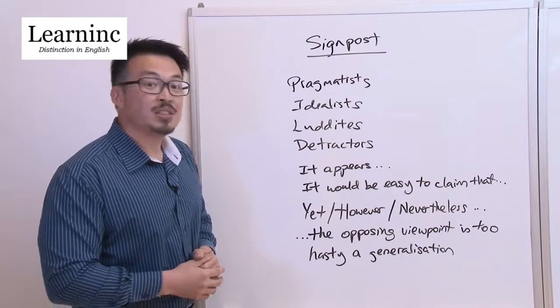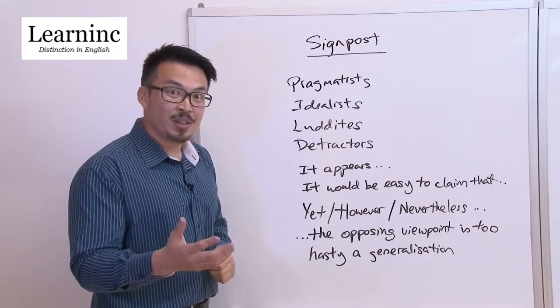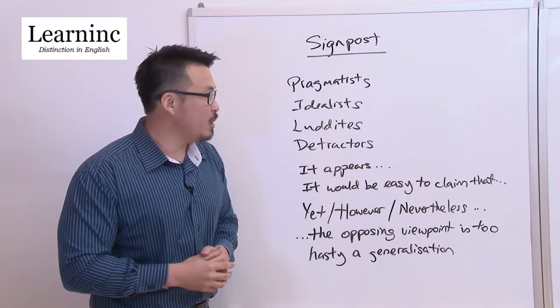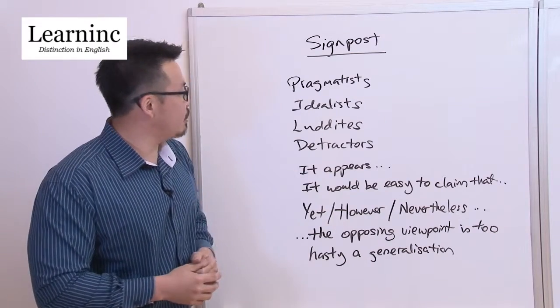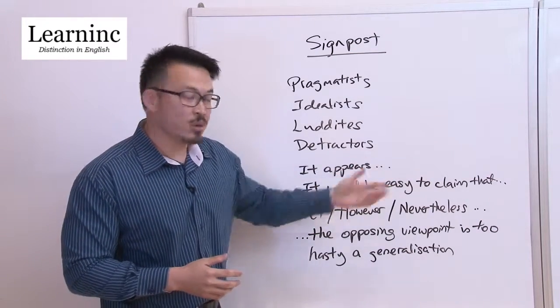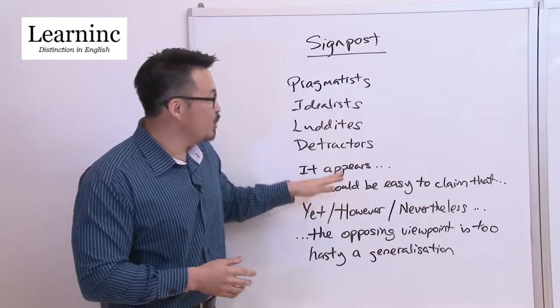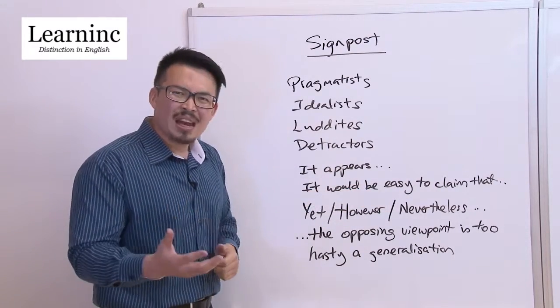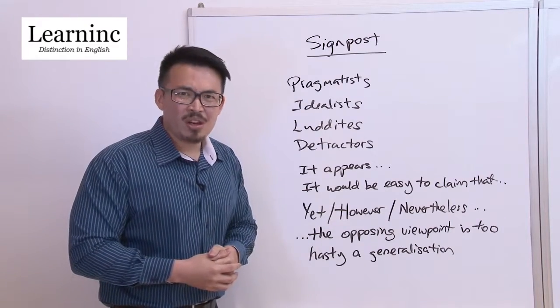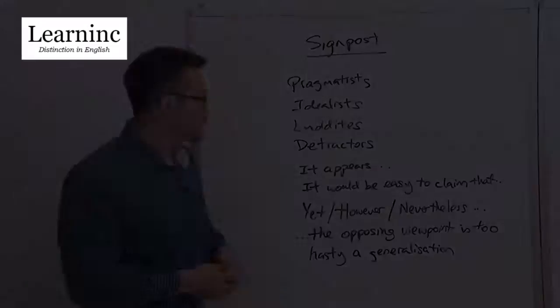Next, I will also use certain phrases in my essay to show that I do not agree with the opposing viewpoint. I could use, for example, "it appears that," and so on and so forth, or "it could be this," or "it would be easy to claim that." You will notice that right away, you have an idea that you don't quite agree with whatever the author is actually saying in this case.